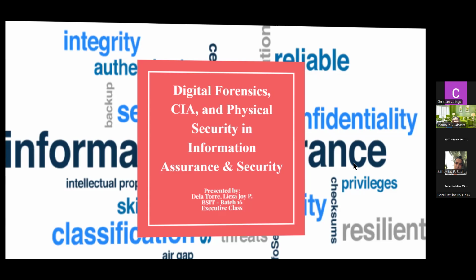During the identification phase, forensic experts determine the scope of the investigation and identify potential sources of evidence. Preservation involves securing and isolating the data to prevent any alteration. Analysis is detailed examination of the data to extract meaningful information. And finally, presentation involves compiling the findings into a report and preparing to testify in court if necessary.